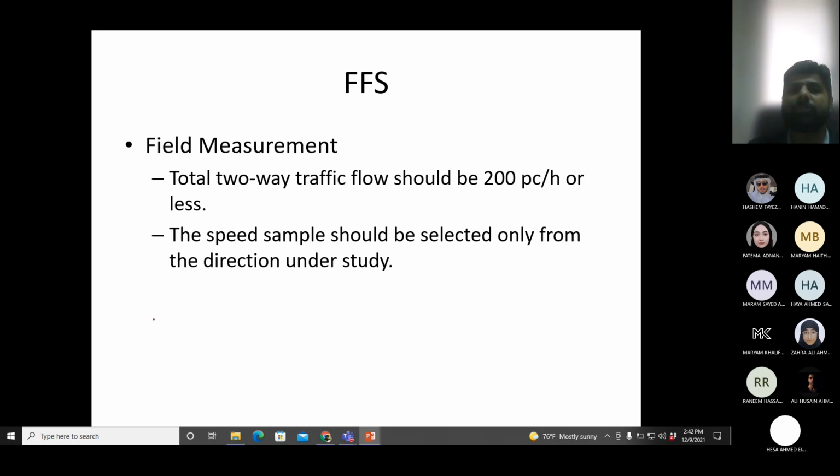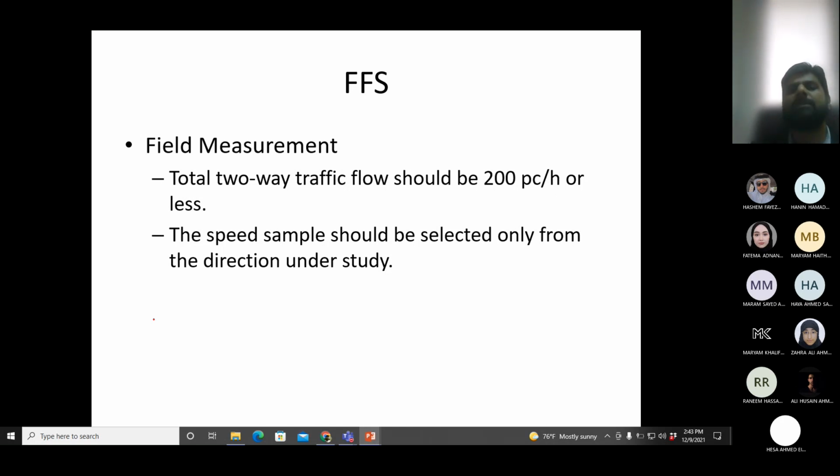What defines the free flow conditions on two-lane highways? If the total flow in both directions is 200 passenger cars per hour or less, these are considered free flow conditions. Go to the highway, collect speed data from any direction, and that will become your free flow speed. Go when the total flow is 200 passenger cars or less, and measure the speed from any direction.